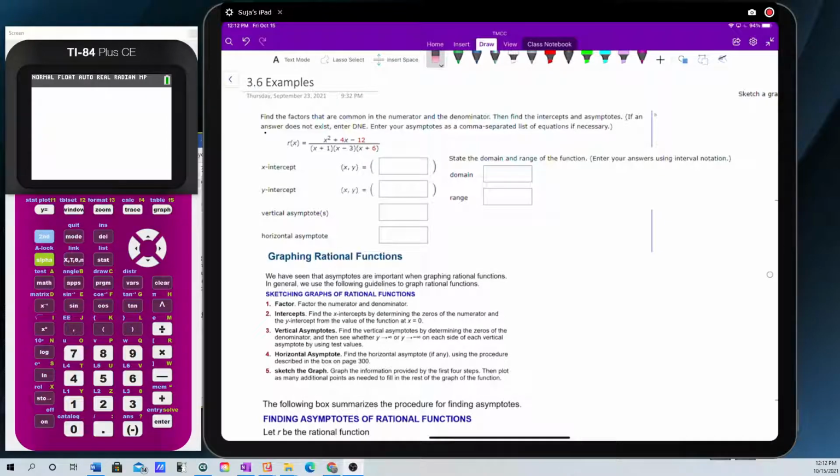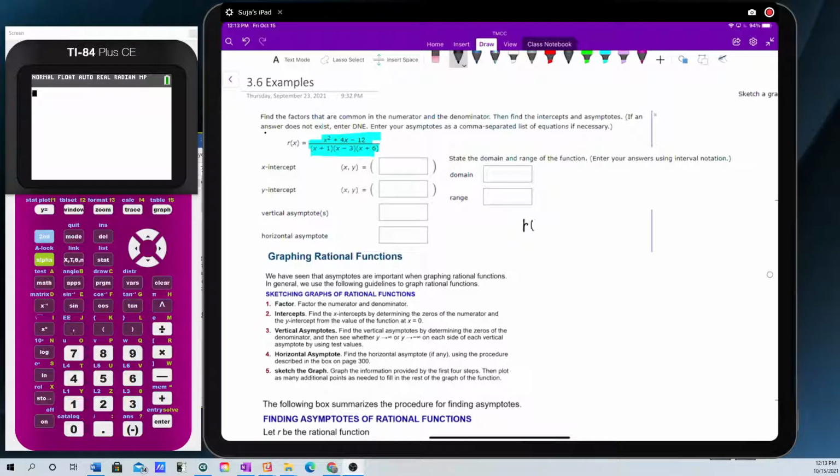Here in this problem, we are analyzing the graph of a rational function. You're given a rational function r of x equals x squared plus 4x minus 12 over x plus 1 times x minus 3 times x plus 6 in the denominator. The first step is to factor the numerator and denominator. The denominator is already factored, so I don't have to do anything with it, but the numerator I need to factor.